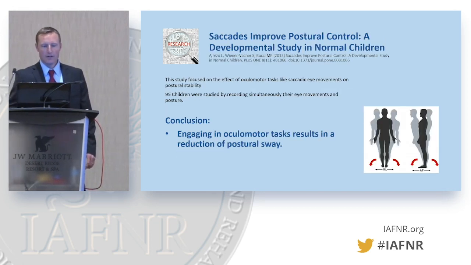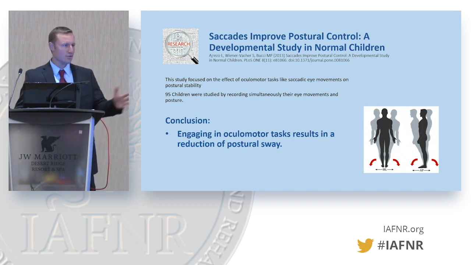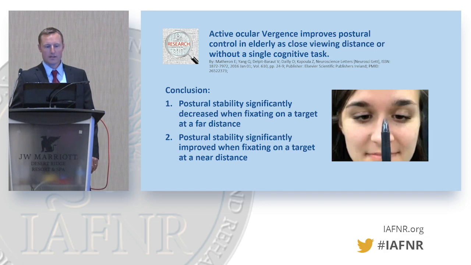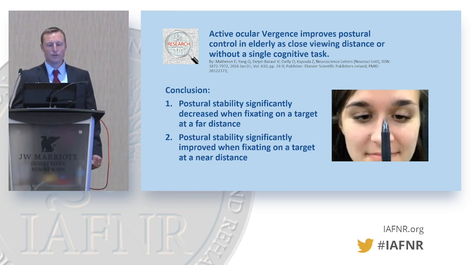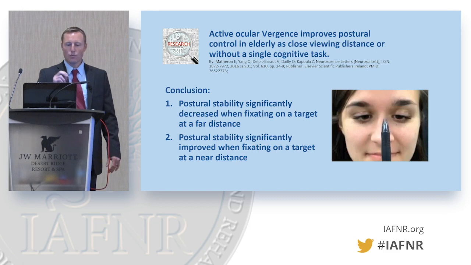This other study, also on children, is one we've seen earlier today: saccades improve postural control, and so they reduce postural sway. This particular study looks at an elderly group, and active ocular vergence improved postural control in the elderly. Postural stability significantly worsens when fixating on a target that is far, but it improves when fixating on a target that is near.